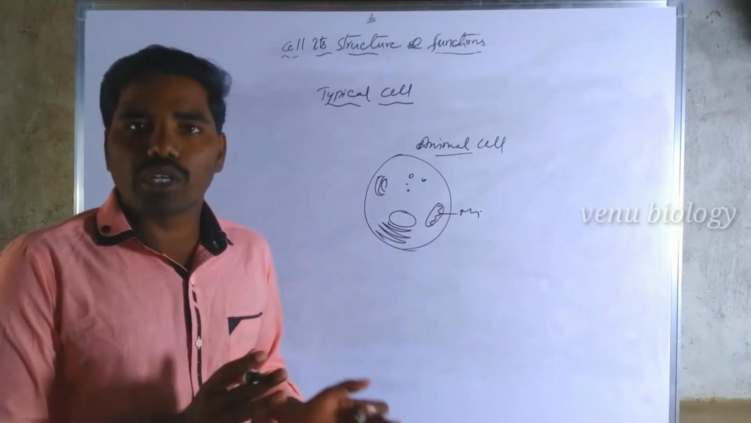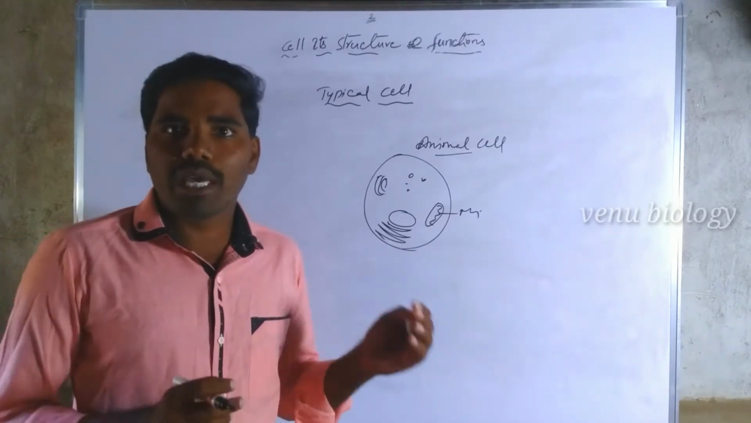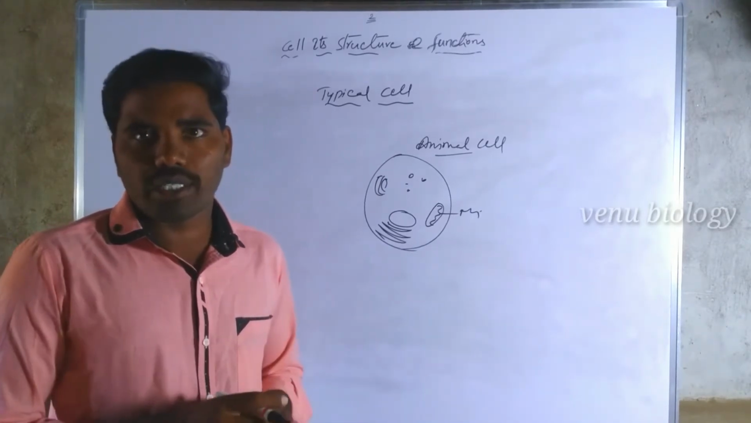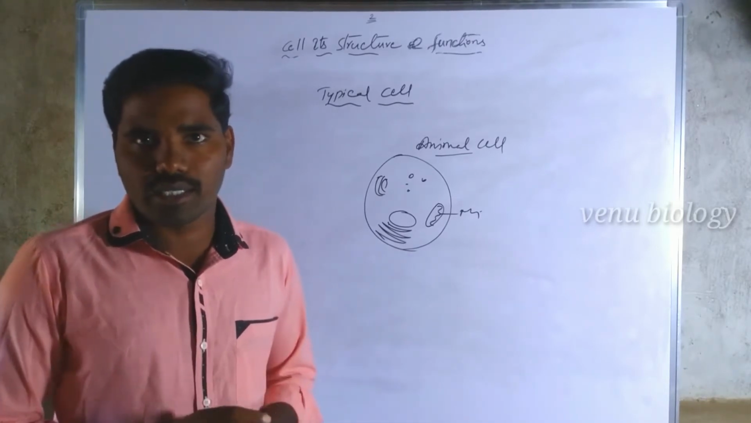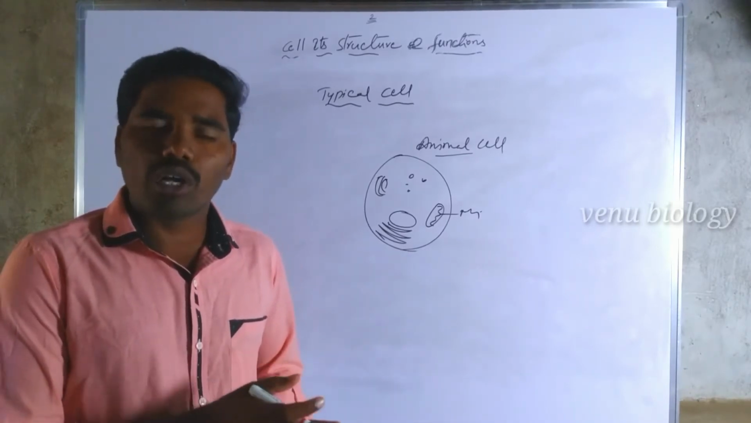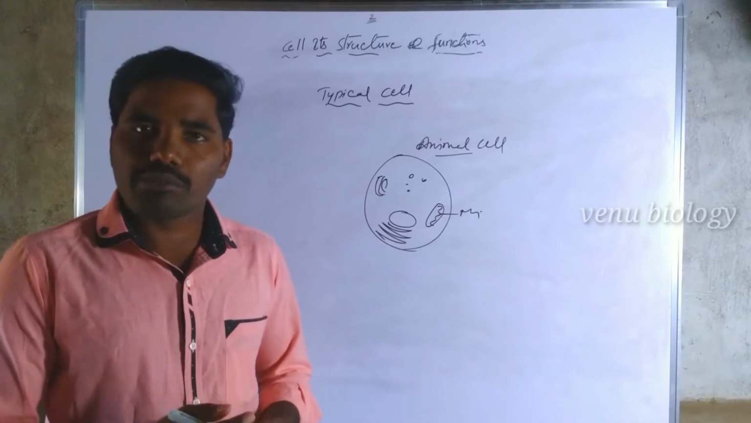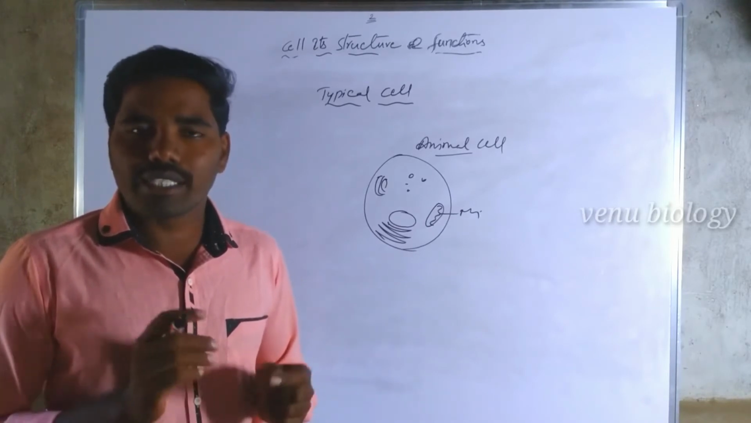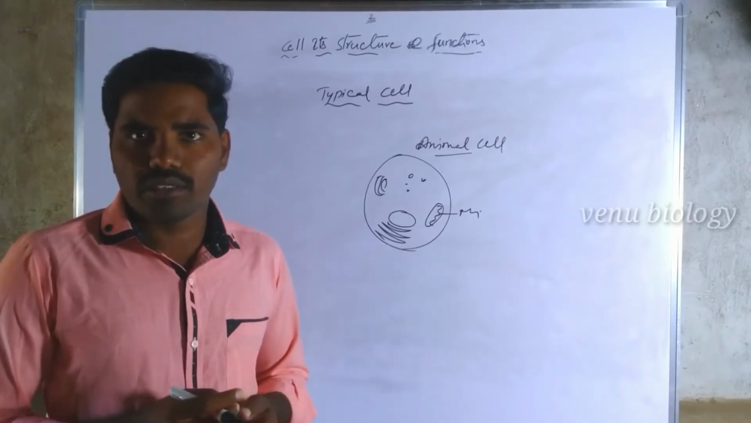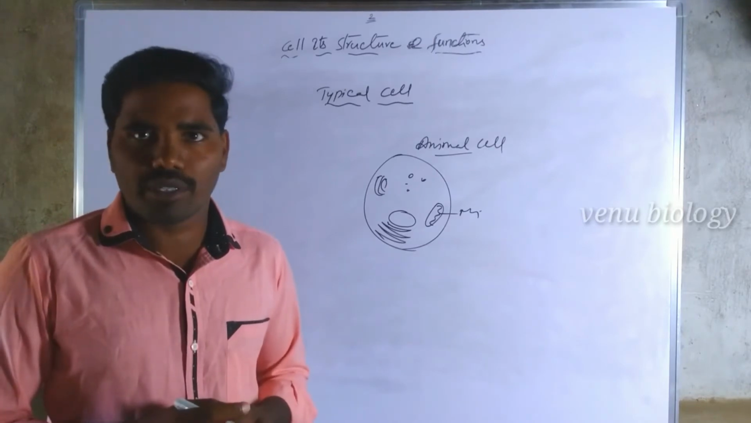Not every animal cell has all the cell organelles. Some animal cells may have more mitochondria when compared with other cell organelles. Some animal cells may have more Golgi bodies. Some animal cells may have more vesicles. Like this, based upon their function, they have more of them in number.